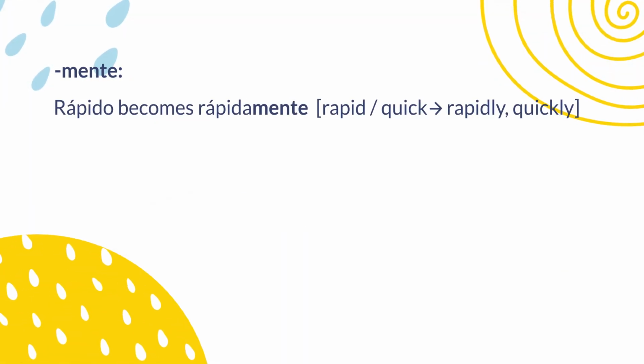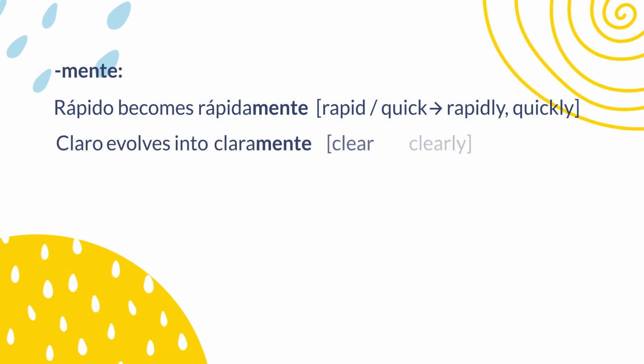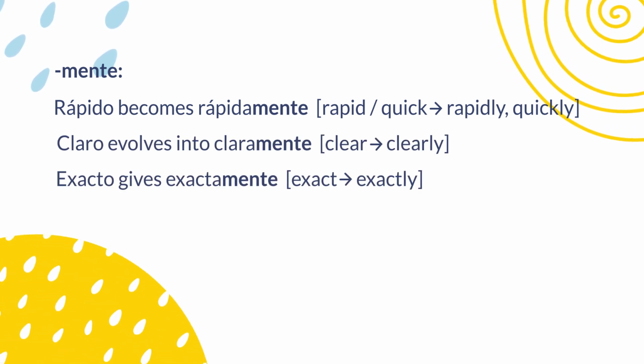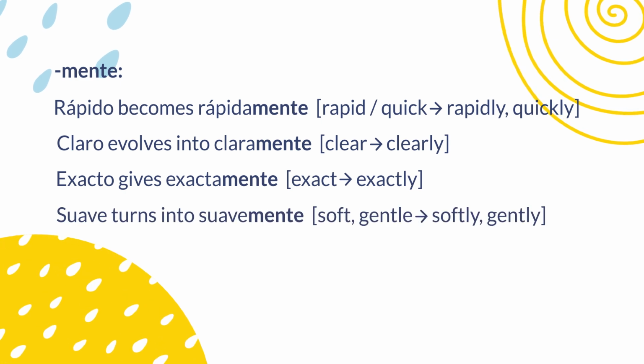The easiest Spanish suffix is probably -mente, which turns an adjective into an adverb. Your equivalent in English is -ly. Rápido becomes rápidamente. Claro evolves into claramente. Exacto gives exactamente, and suave turns into suavemente.